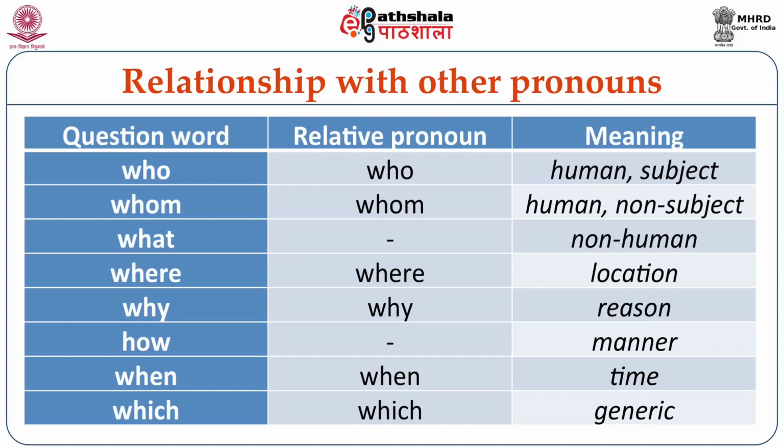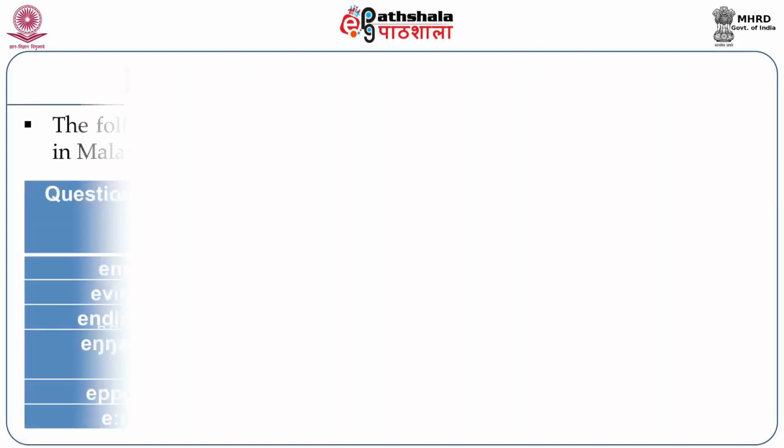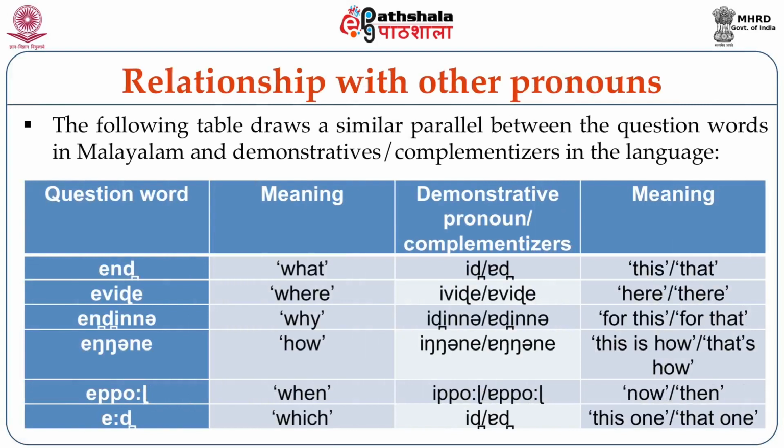We have a question word whom and a relative pronoun whom, and for the meaning that is indicated in the table. What is a question word in English that does not have a parallel relative pronoun form? But where is used as where, why is used as why, when is used as when, and which is used as which. So both question words and relative pronouns exist in English.